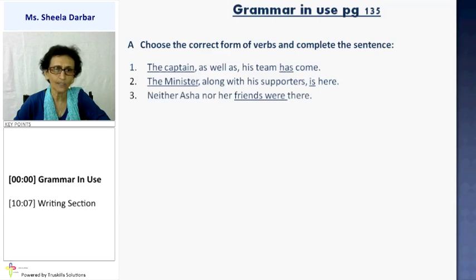Here is the solution of the exercise. Neither Asha nor her friends were there. Now this were is in relation with friends. So neither of them are there and were there. The fourth one, neither Mahendra nor I am interested in the competition. Now the word am is associated or connected with I. So the nearest word at times, and sometimes it is the main word which takes the verb.